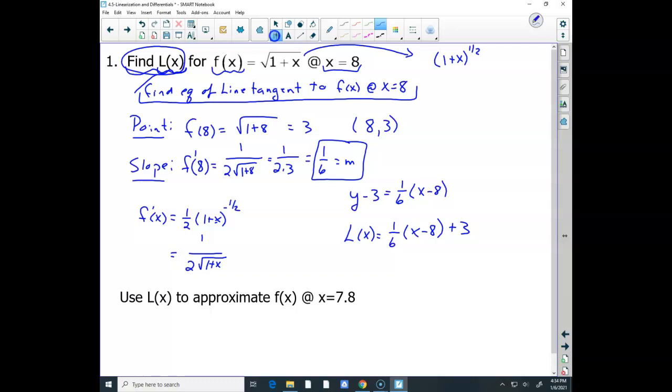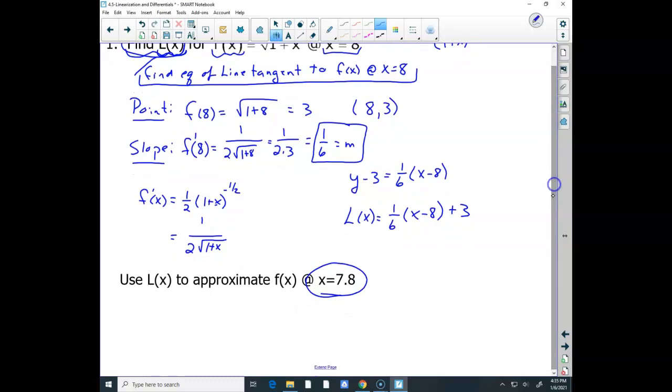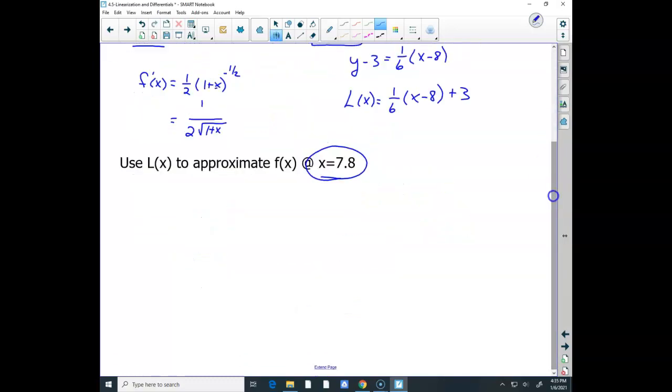Well, why do we want to do that? Because if we want to approximate f of x, we want to approximate it close to 8, like 7.8. So is it easy to take the square root of 8.8? Not really, in my opinion. So that's why we have our linearization function. My approximation at 7.8 is going to be 1/6 times 7.8 minus 8 plus 3.